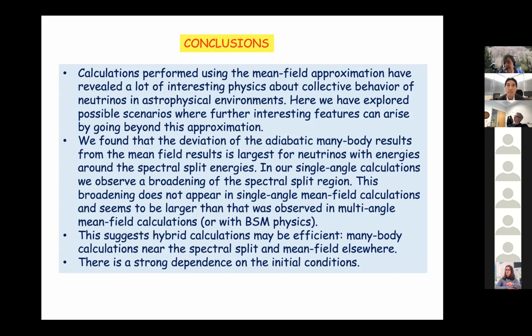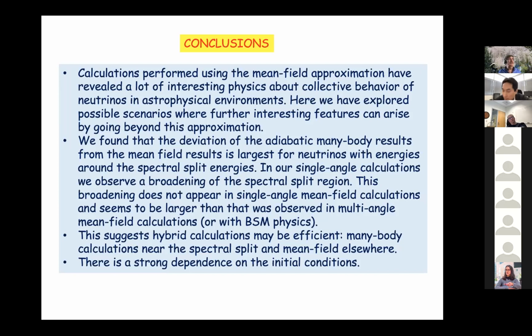Now, this suggests that hybrid calculations may be efficient: many-body calculations near the spectral split and mean field elsewhere. Of course, the boundary of the many-body versus mean field calculations is something we still have to understand by looking at the scaling behavior of n. And for that, hopefully, tensor methods will be valuable.